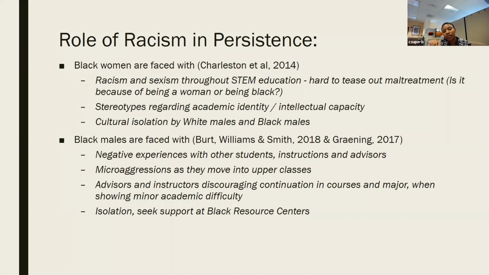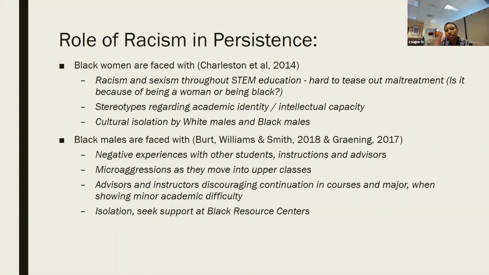But one thing specifically they note is that they face microaggressions more as they move up into upper class. And this is interesting because when you're thinking about moving up into upper class and then think about grad school, the next level, this is something that you really want to deal with. And lastly, they also face isolation, but they seek support at Black resource centers.